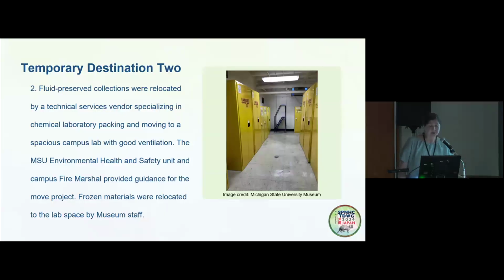Our museum's fluid preserved collections were relocated by a different moving company. This company was a technical services vendor that specialized in chemical laboratory packing and moving. They moved our collections to a space on our campus, approximately 0.8 kilometers, or about half a mile, from the museum building, so not very far away. This space had good ventilation, and our campus environmental health and safety office and the campus fire marshal provided oversight of our move project and guidance throughout the project. Our frozen tissue collections were also relocated to laboratory space on campus. We were able to acquire a new ultra-cold -80 freezer, and the frozen materials were moved by museum staff.